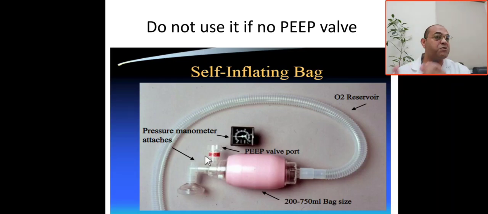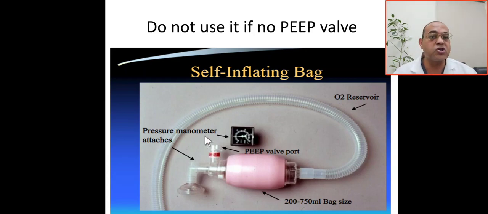What is the benefit from this PEEP valve? It will keep the lung open. It will improve the functional residual capacity and will keep the alveoli open during the expiration or passive expiration, so it will prevent atelectatic trauma. So don't use it if no PEEP valve. What's the benefit of the PEEP valve? It will keep the alveoli open during the expiration, so it will prevent atelectatic trauma.